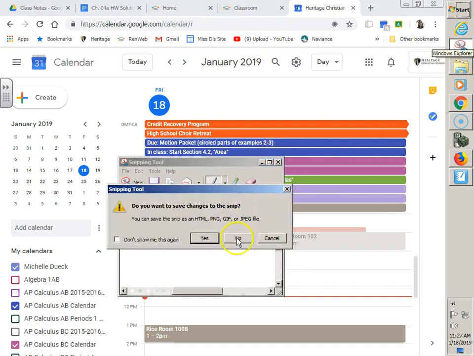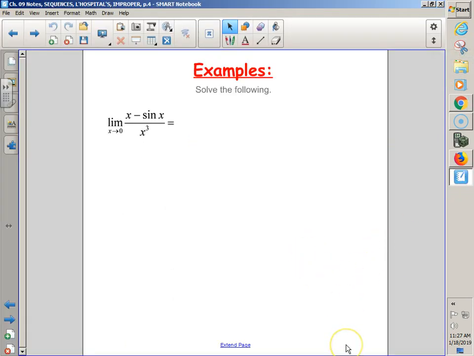College Board. So if I'm writing it, I have to put the limit as X goes to 0 of X. I can't just put X of X.